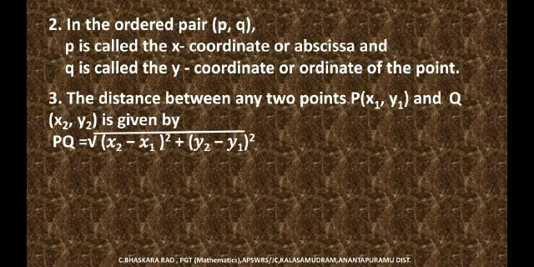Next point we will discuss. The distance between any 2 points P(x1, y1) and Q(x2, y2) is given by PQ is equal to square root of (x2 minus x1) whole square plus (y2 minus y1) whole square. Sometimes we can name the points as you like: A(x1, y1) and B(x2, y2), then AB, or K(x1, y1), L(x2, y2), then KL, whatever it may be. The formula is PQ is equal to square root of (x2 minus x1) whole square plus (y2 minus y1) whole square. Later we will prove it.